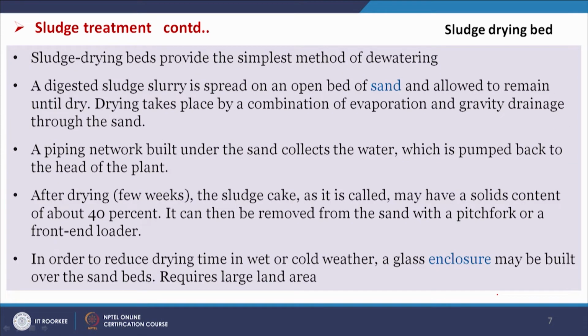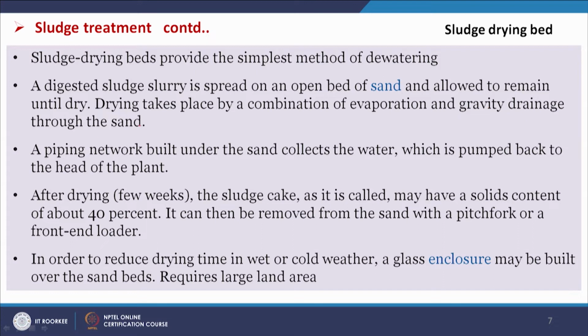Then we will see the sludge drying bed. Sludge drying beds provide the simplest method of dewatering. Simply, we can use sunlight for the drying of it, for the evaporation of the water. A digested sludge slurry is sprayed on an open bed of sand and allowed to remain until dry. The drying takes place by a combination of evaporation and gravity drainage through the sand.